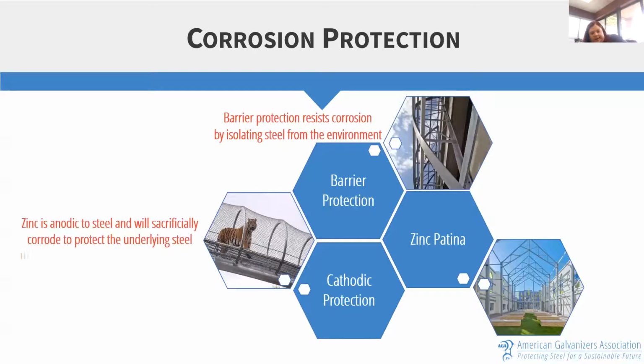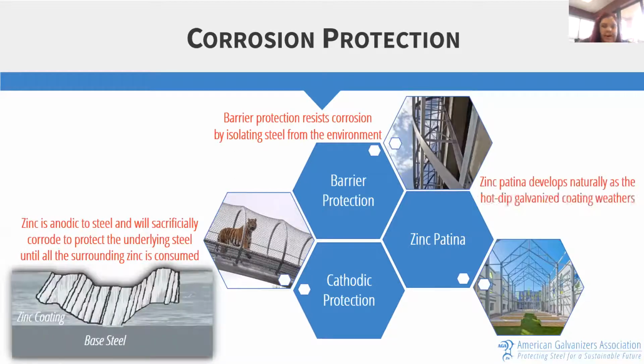So as we talked about at the beginning, the most common reason that hot dip galvanized steel is chosen is for its corrosion protection. And it really provides 3 levels of protection. It provides that basic barrier protection that basically any coating would provide by isolating the steel from the environment. But more importantly, it provides cathodic protection, which basically means that the zinc is going to sacrificially corrode to protect the underlying steel. So as long as there is zinc on the piece, it's going to corrode and prevent the steel below it from corroding.